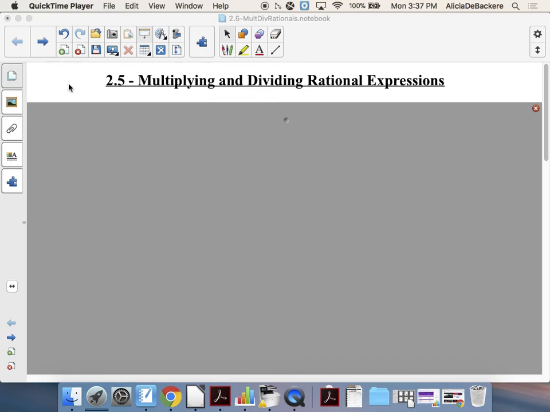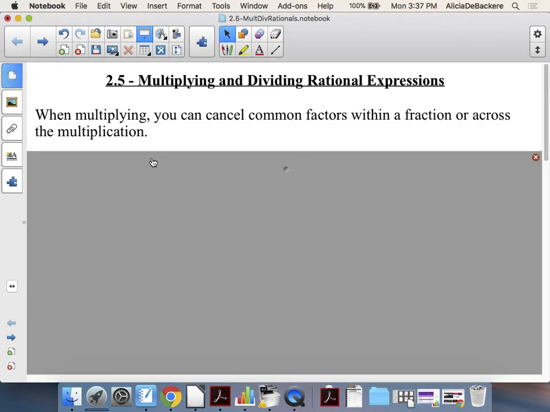Okay, welcome to lesson 5 in chapter 2. This is multiplying and dividing rational expressions. So we're actually saving adding and subtracting for last. If you remember how to multiply and divide regular fractions, it's actually simpler, because adding and subtracting fractions has to involve a common denominator, which can be tricky to come up with, especially when algebra is involved. So today we're just doing the multiplying and the dividing.